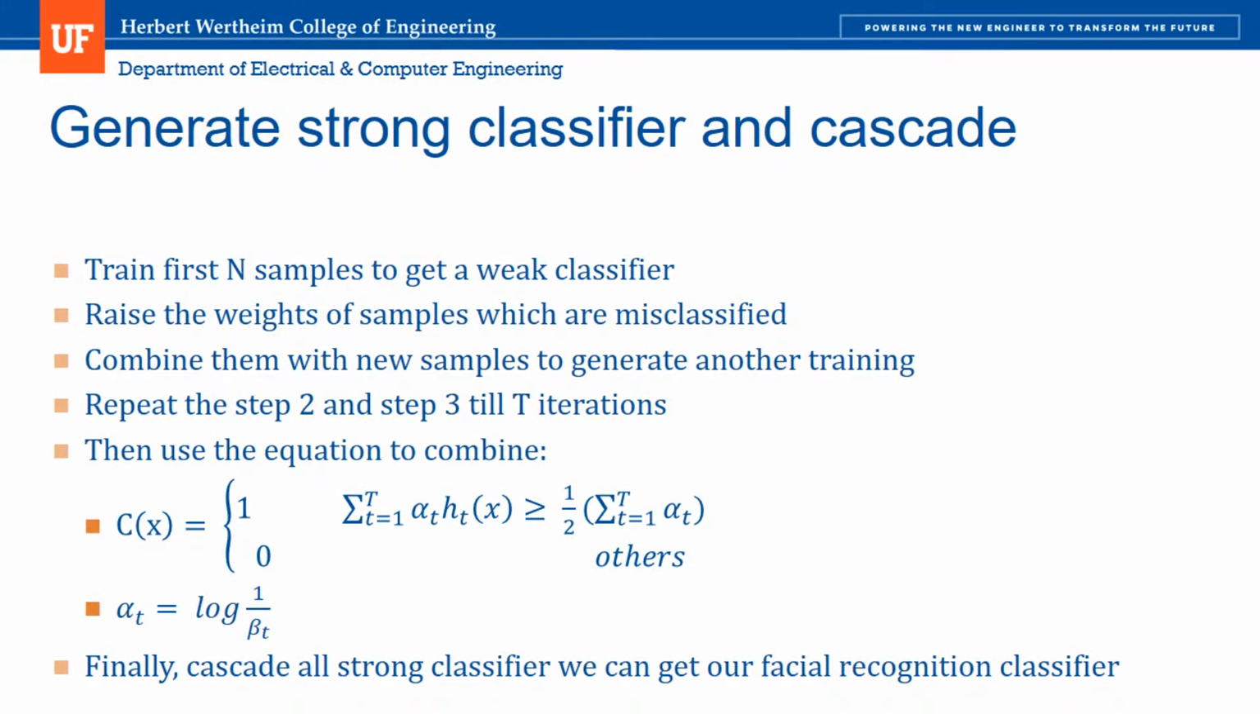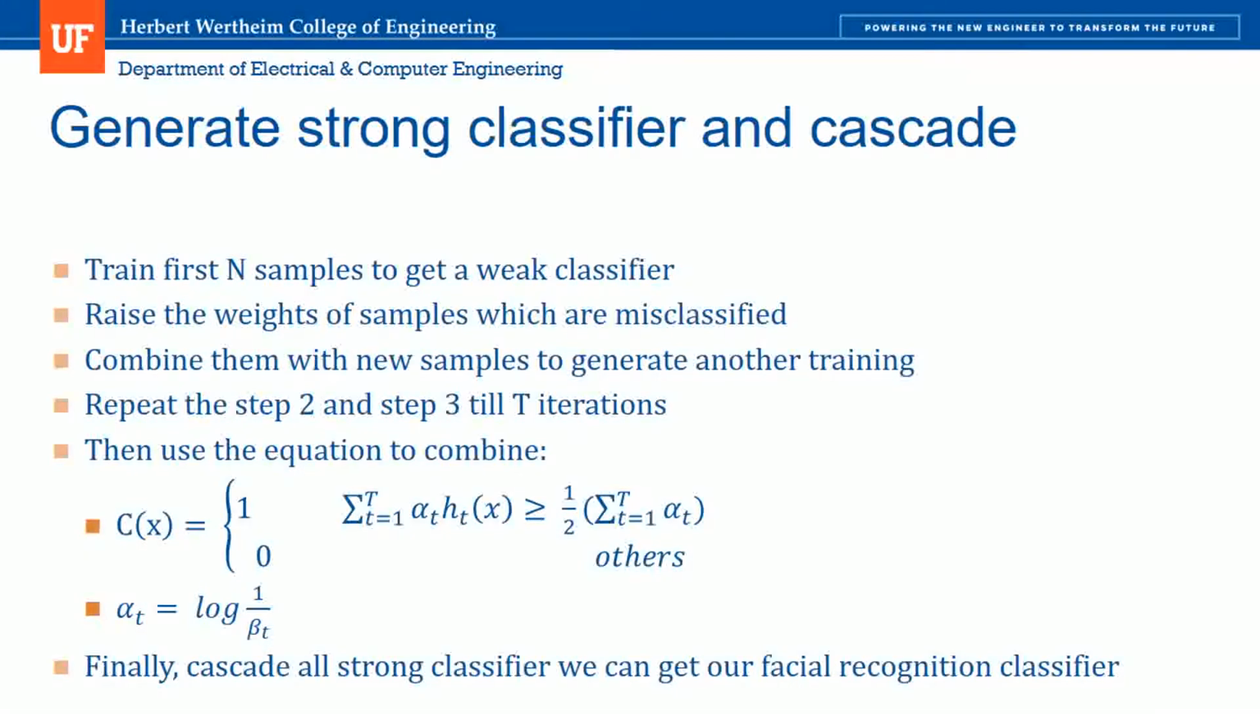The second step is to generate strong classifiers using optimized ones. T iterations are needed to generate one strong classifier. Assuming that we have X positive samples and Y negative samples, and N is represented as the total number of samples, which equals to X plus Y.